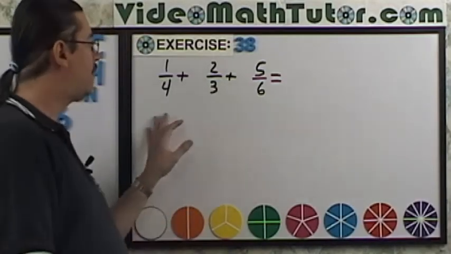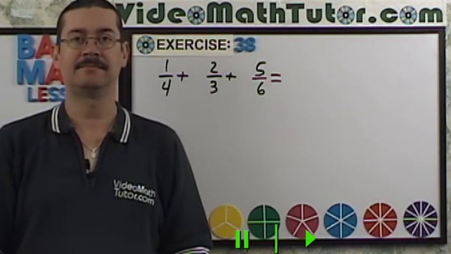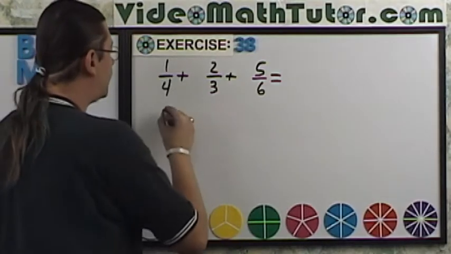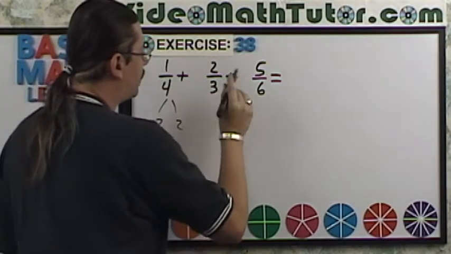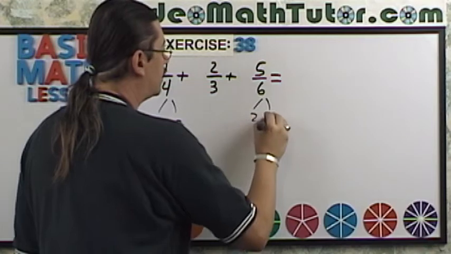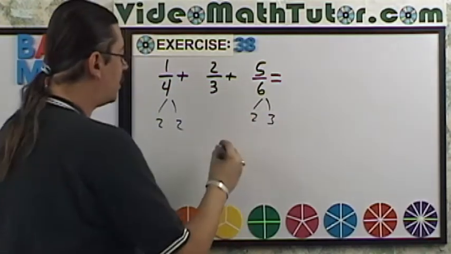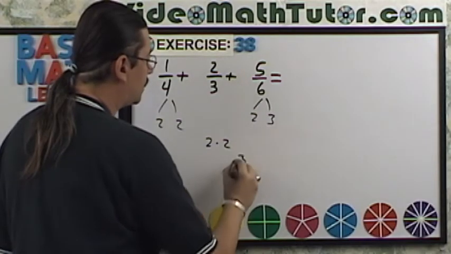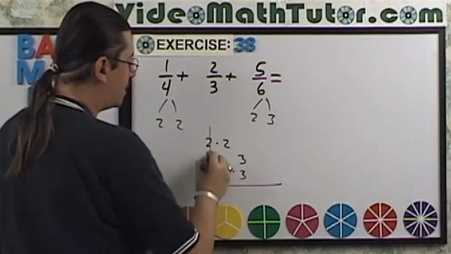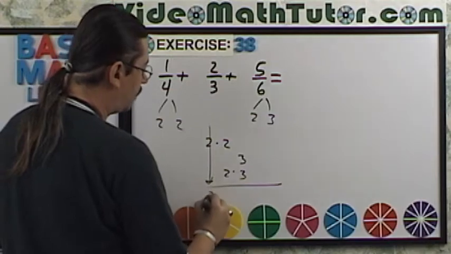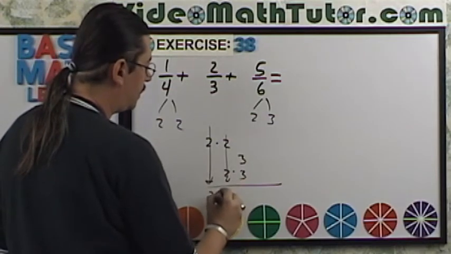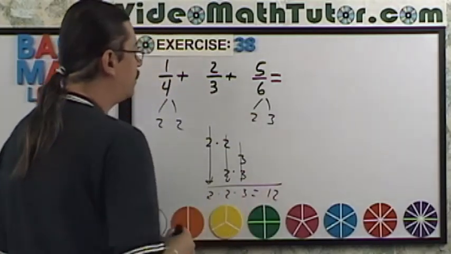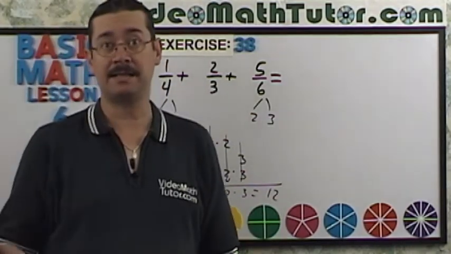Now find this sum right here. Well, the first step is to find the LCD. So that's going to be 2 times 2, 3 is prime, 6 is 2 times 3. So using the column approach to find the LCD is going to be 2, 2, 3. Here's going to be 2 and 3. See, they're nicely lined up in columns here. 2, 2 times 3 is 12. So 12 is going to be my LCD.